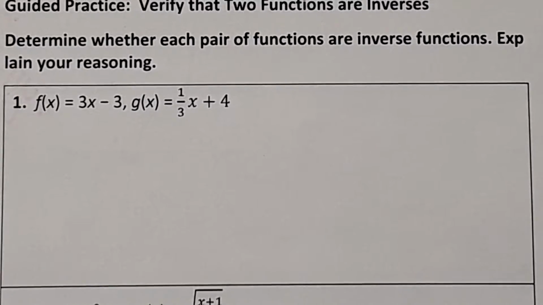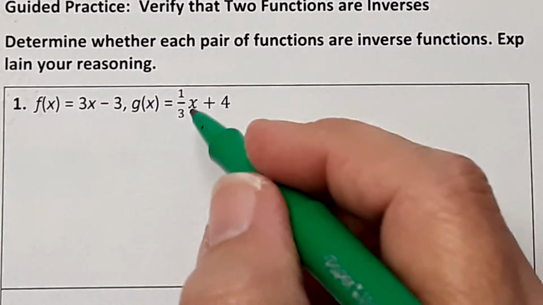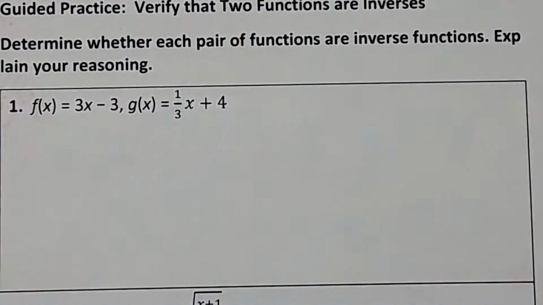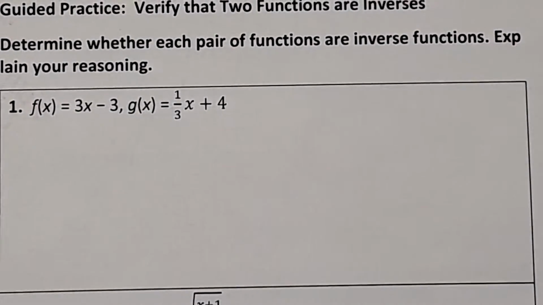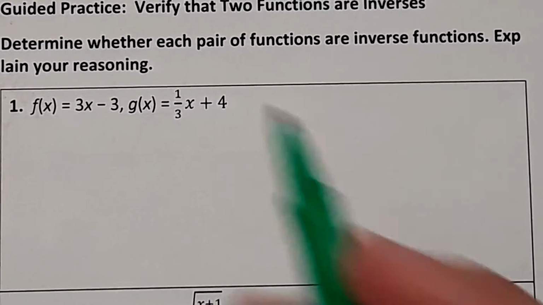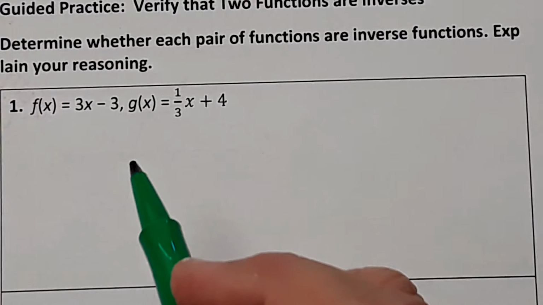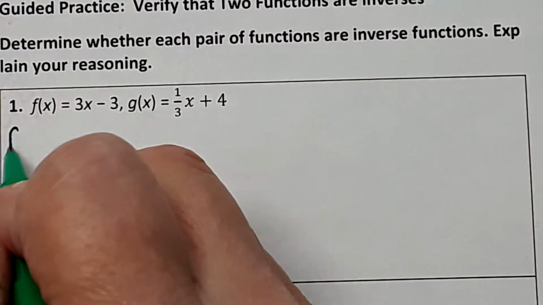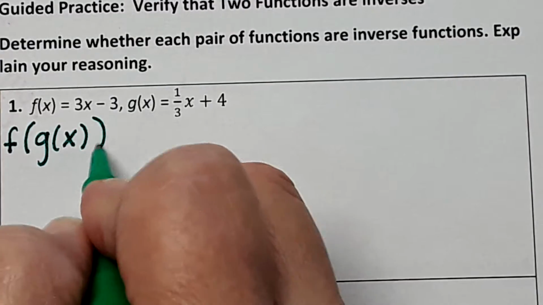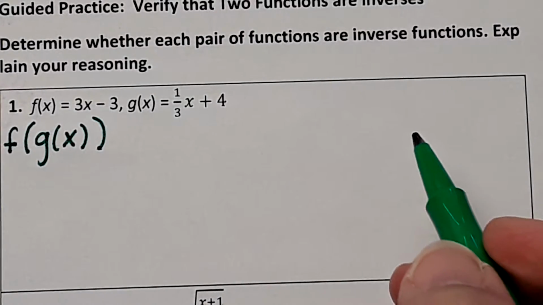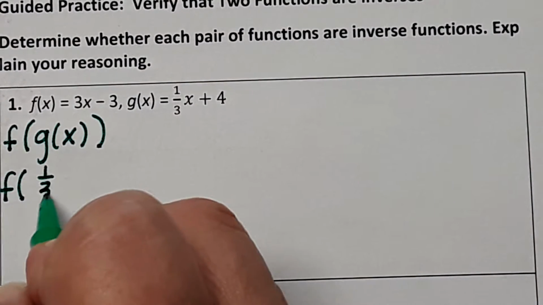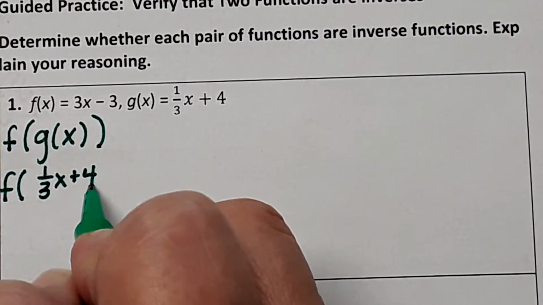I'm going to show you how to do this, okay? So basically, we're going to plug g into f, and then we're going to plug f into g. As soon as you get something that isn't x, then it's not inverse. So what we're going to do is find f of g of x. So what that means is we're going to plug in 1/3 x plus 4.